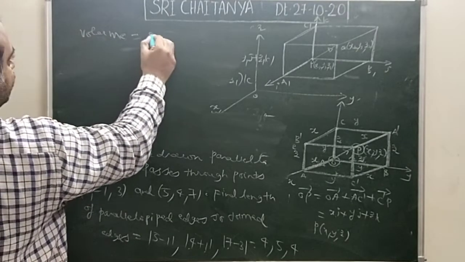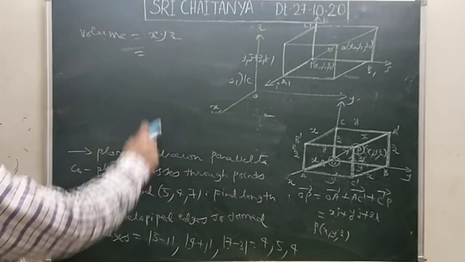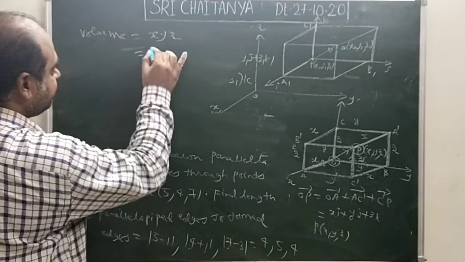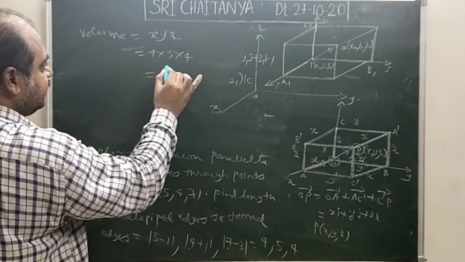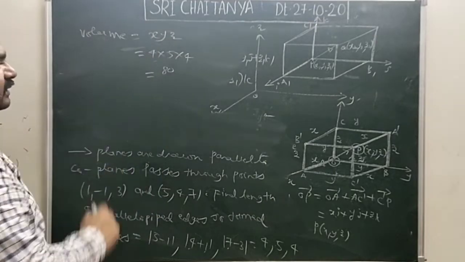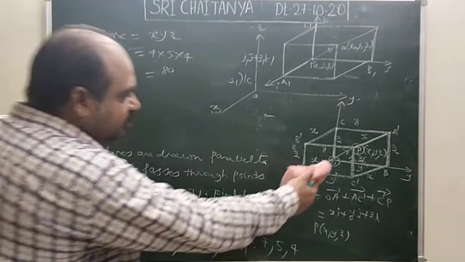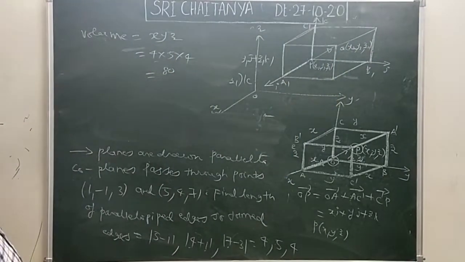Now suppose he asks for the volume. This is nothing but a cuboid, that means XYZ. XYZ means LBH. LBH means 4 into 5 into 4, that means 16 into 5, that is 80. For a cuboid, the volume is nothing but the product of 3 edges, that is nothing but 80. Like that. Just this room is there, parallel to that, inside one room is there, that is that.